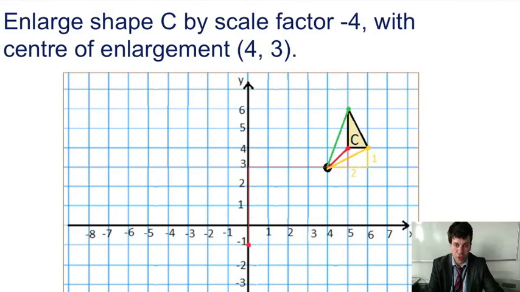Our yellow vertex of the object is 2 units along, 1 unit up. 2 times -4 is -8, so the image vertex will be 8 units back. 1 times -4 is -4. 8 units back, 4 units down. The yellow vertex of the image triangle will be here, coordinate -4, -1.